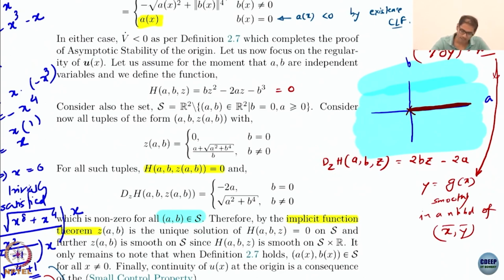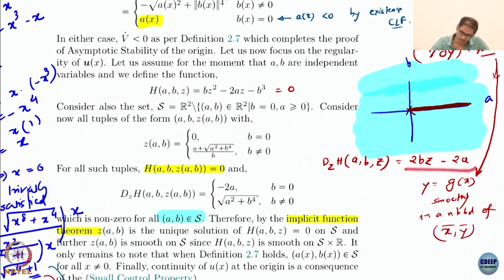So what is it? I take the partial with respect to this y variable. In this case the y variable is actually the z, because I am writing y as g(x). So this is the partial with respect to z that I have to verify. What is that? It is just twice bz minus twice a.